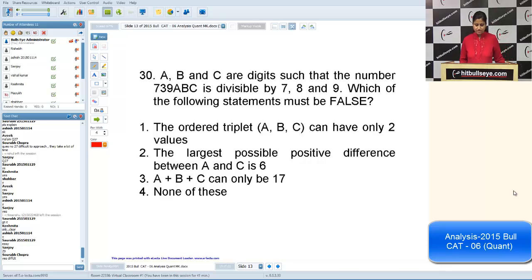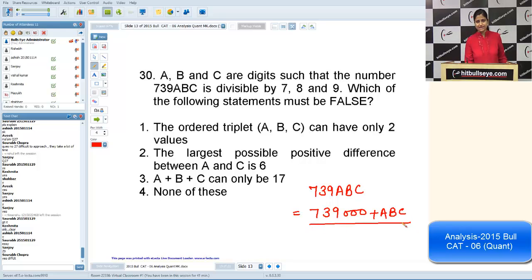You could apply divisibility rules, but then it will be a very lengthy question because normally we don't use the divisibility rule of 7. So we will take 739ABC. We can write this as 739,000 plus ABC. Now this should be divisible by 7, 8, 9. If this number is divisible by 7, 8 and 9, of course it will be divisible by the least common multiple of 7, 8 and 9, which comes out to be 504. Now you can make use of this, I think. Is it okay, guys?